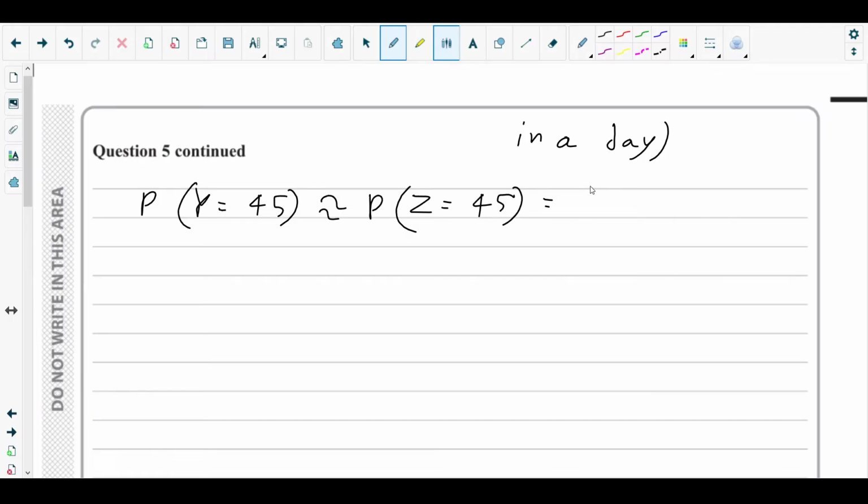So the probability of Z equals 45: the formula for the Poisson distribution is e to the power minus lambda, with lambda 50, times lambda to the power x, where x is 45, over x factorial, so 45 factorial. So the value is 50 to the power 45 times e to the power minus 50 over 45 factorial. Okay, so what would be the value?